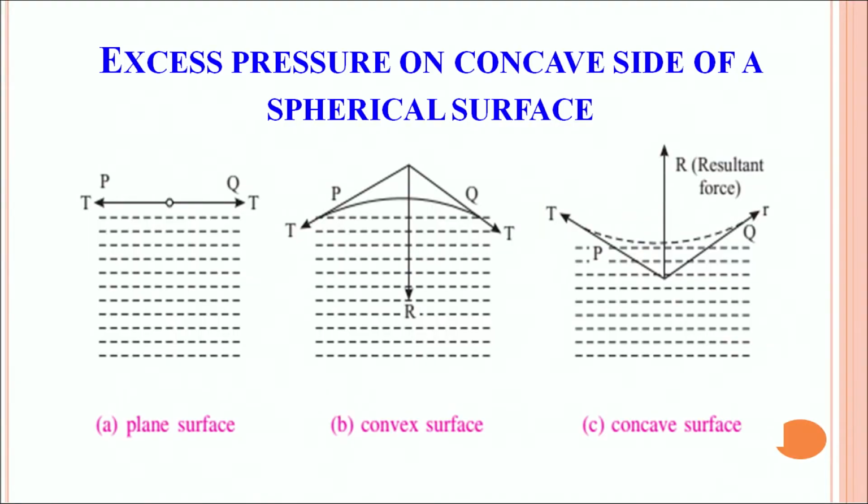So, here the surface tension plays a great role. Now, through this diagram, we can see that the very first diagram shows the excess pressure on the concave side of a spherical surface. The very first surface is the plane surface. As you can see, the tensions above the surface are equal and opposite to each other. On the convex surface, the resultant tension is on the lower side, and on the concave surface, the resultant force is on the upward side.